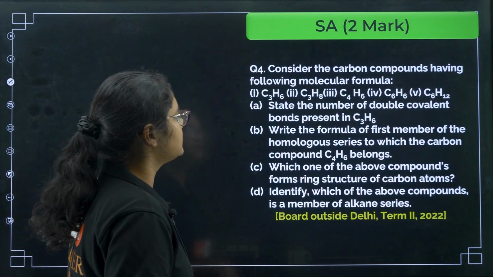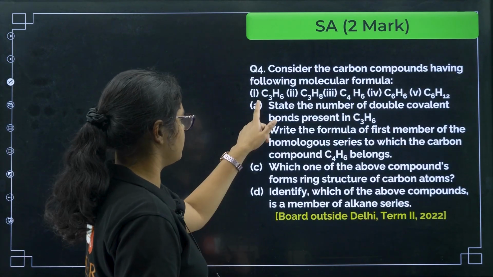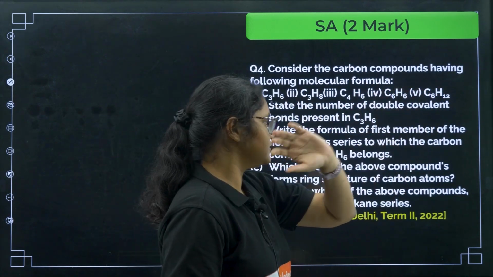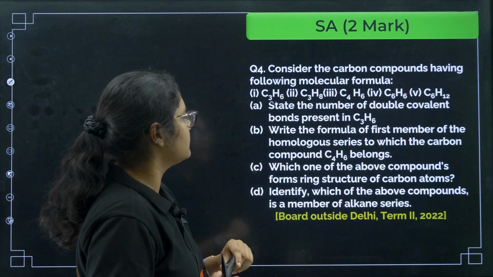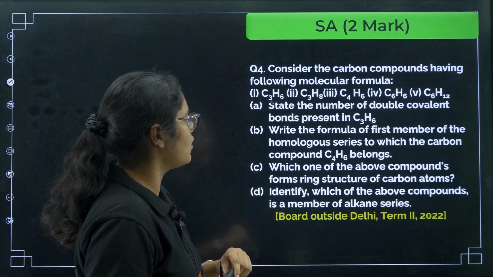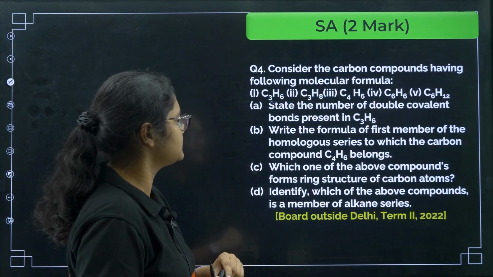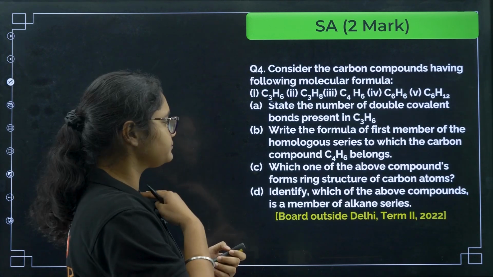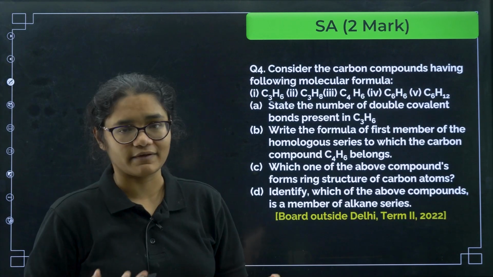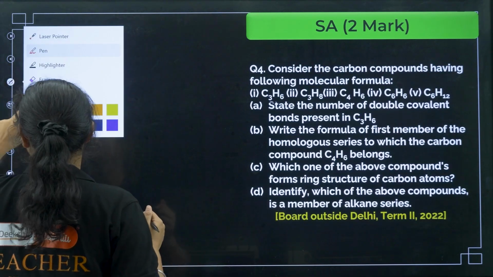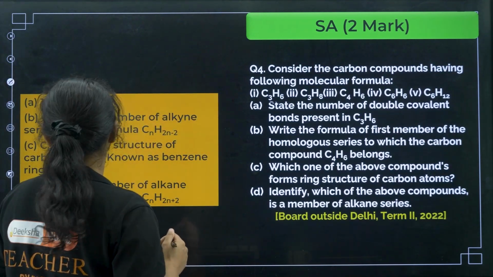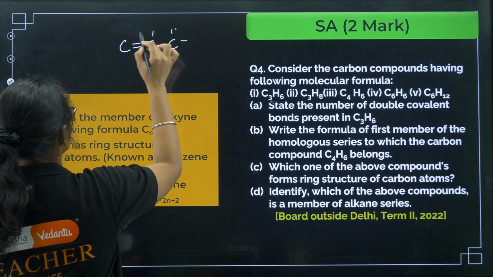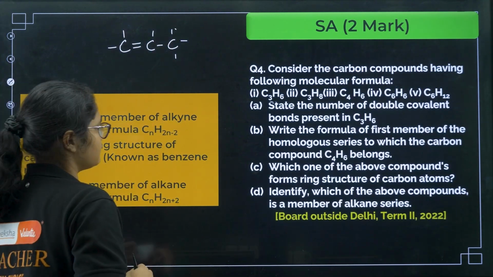Next question. Consider the carbon compounds having the molecular formulas C3H6, C3H8, C4H6, C6H6 and C6H12. State the number of double covalent bonds present in C3H6. So the question is asking how many double covalent bonds are present in C3H6. If I draw the structure of C3H6, it is like this: 1, 2, 3, 4, 5 and 6. Okay, so number 1.